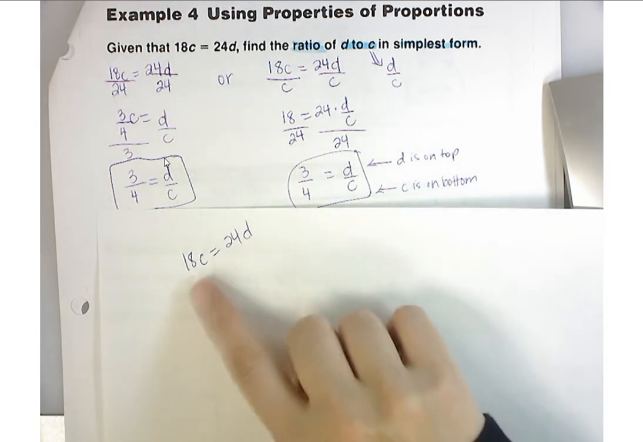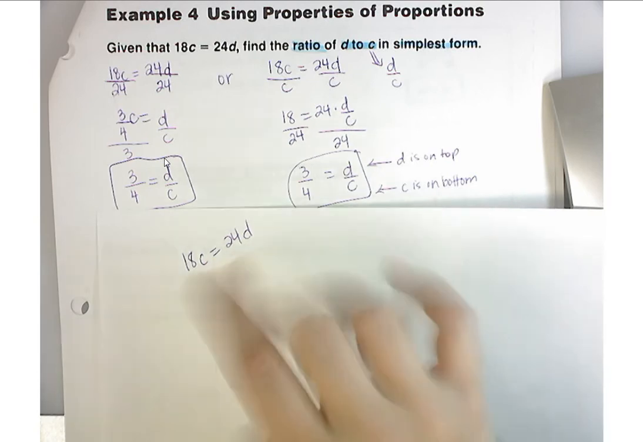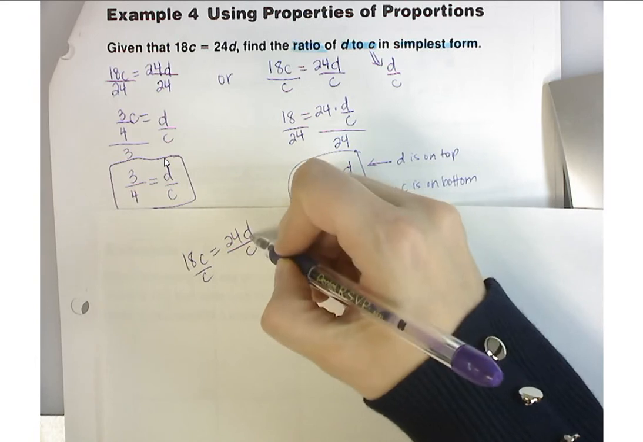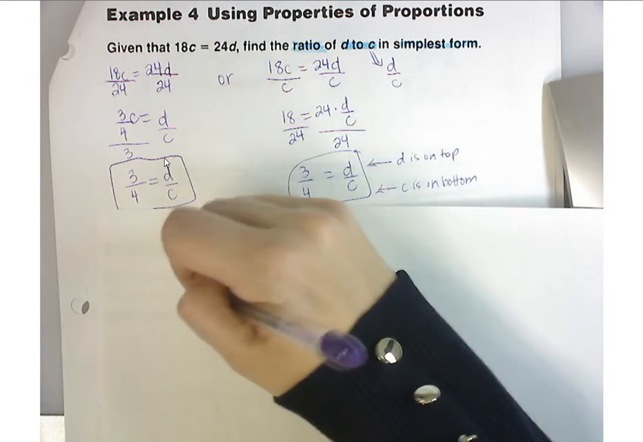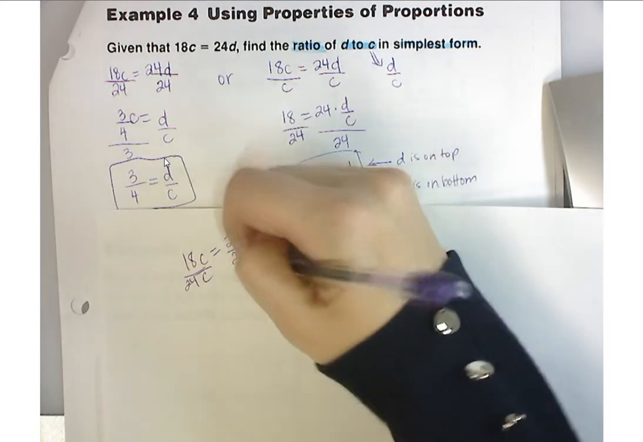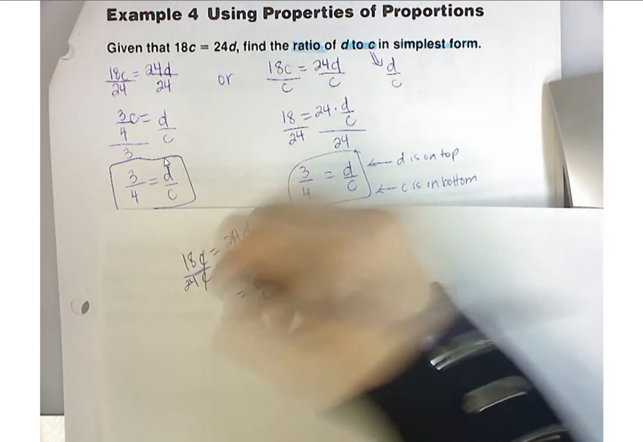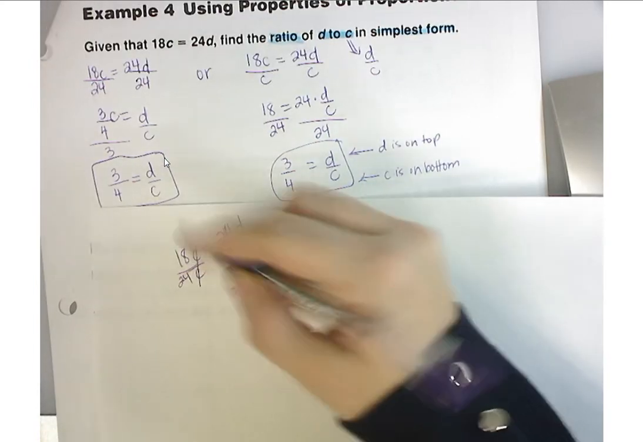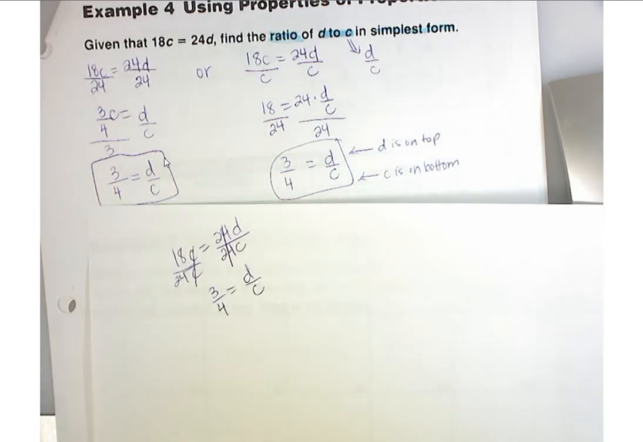So in order to get your ratio, you would have to divide both sides by C first to get your D over C. Really, you could divide both sides by 24C so that this would cancel out and you'd have D over C right away, and then your C's would cancel out here, and then you would divide them both by the GCF 6, and that would give you your 3/4. Okay, that makes more sense.